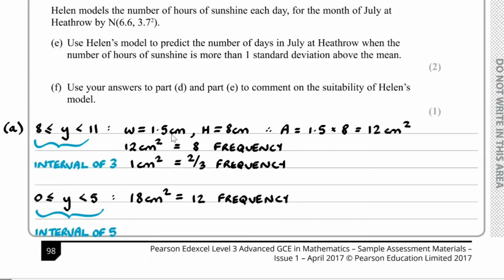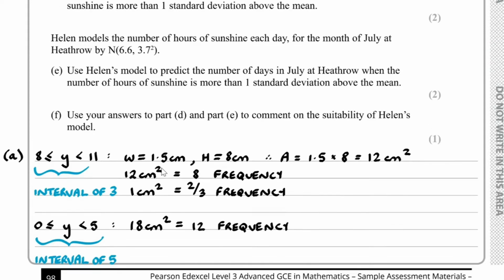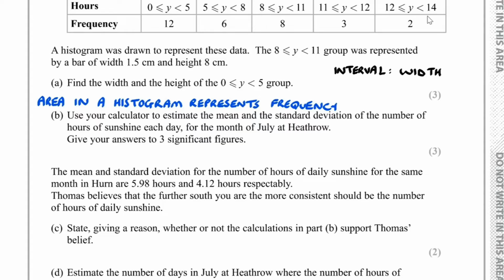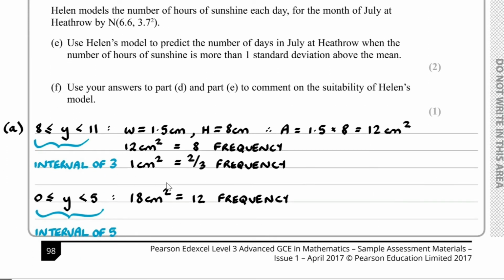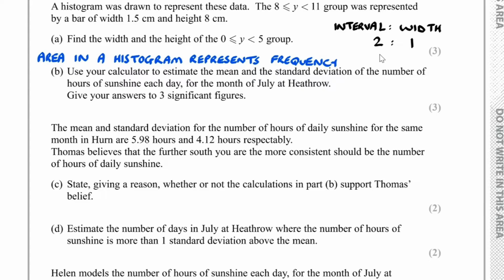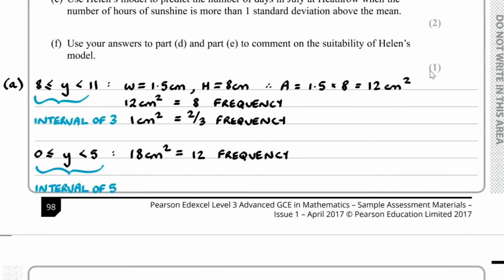Now, if we pay attention to the width, which is 1.5, that's half of the 3. So what we can say over here then is the ratio of the interval to the width is 2 to 1. And that's because we have the interval to find the width. And so if we've got an interval of 5, the width then will be half of the 5, which is 2.5. And so therefore, the width is equal to 5 divided by 2, which is 2.5 centimeters.